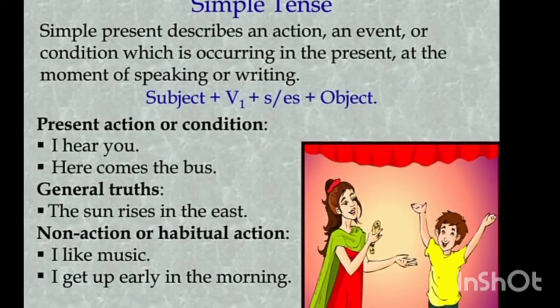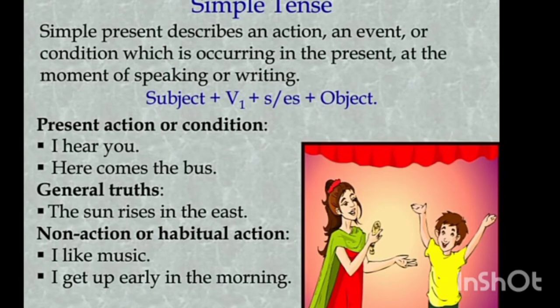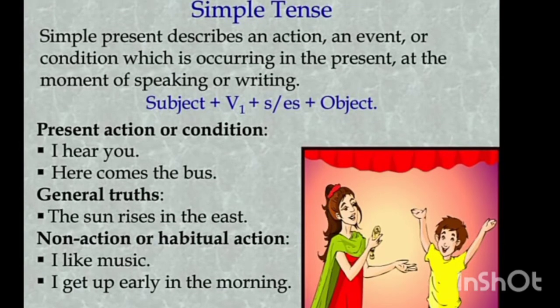So in simple present tense, we use it to represent present action or condition. We use it to write any general truth, for example, the sun rises in the east. Non-action or habitual action, like something which is a habit of someone: I like music. I get up early in the morning.